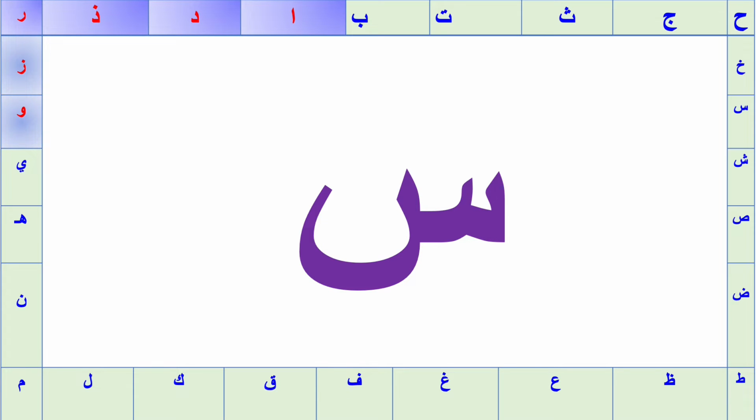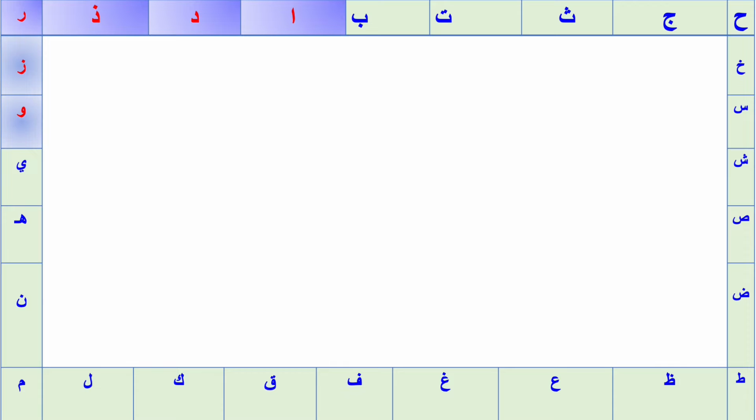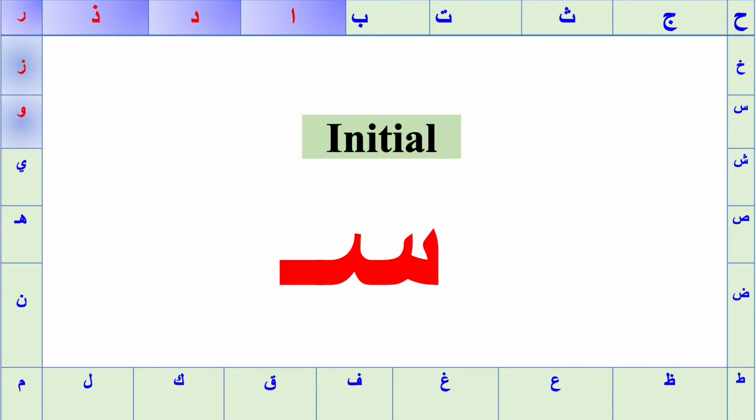Sin, sin. This is the letter Sin. This is the form which is not connected with any other letter. It is the individualized separated form, the default form. We are going to look at the different forms of this letter. We will start with the initial shape. In the initial position, we can distinguish the following shape: Sin.